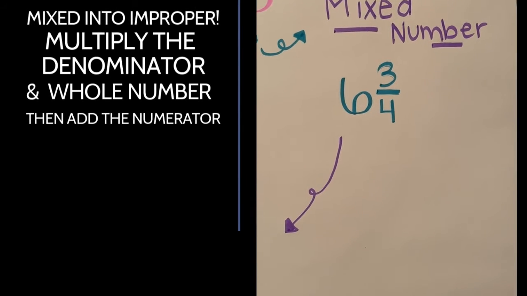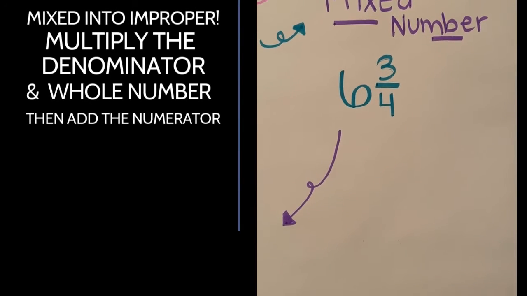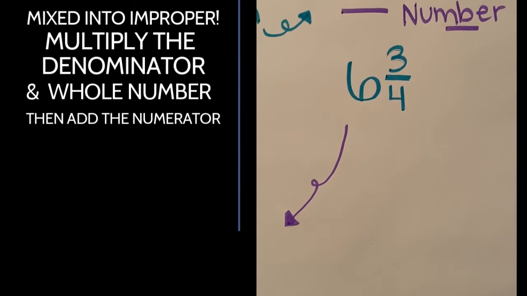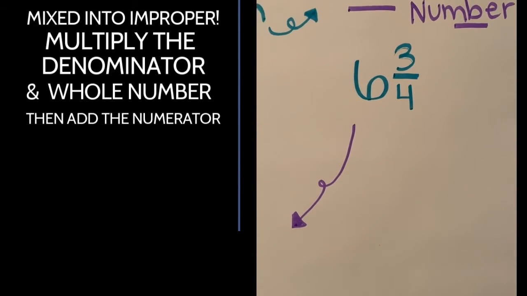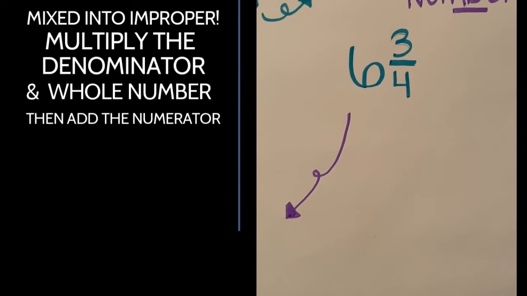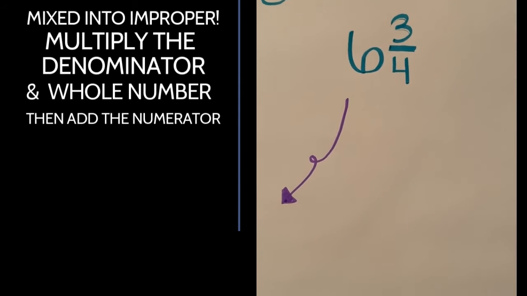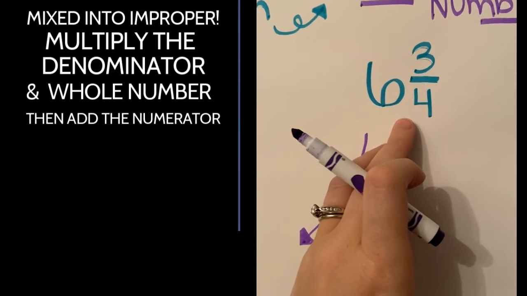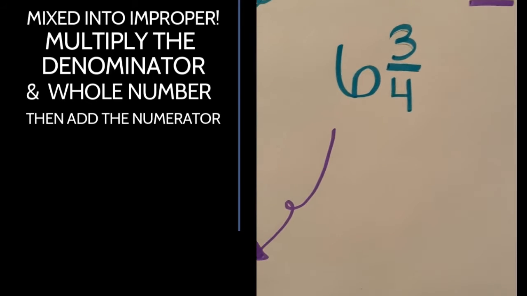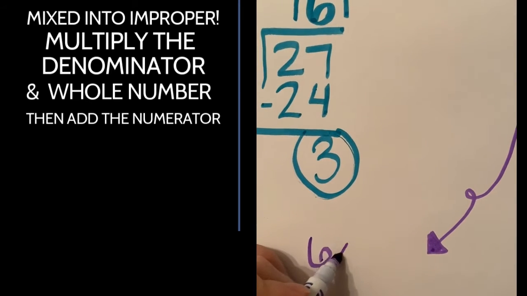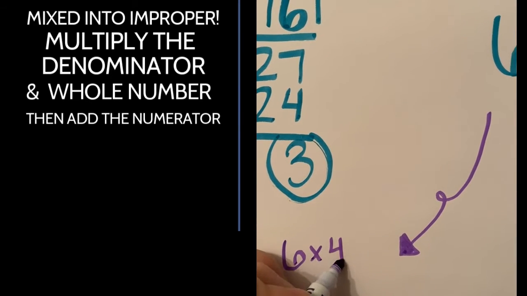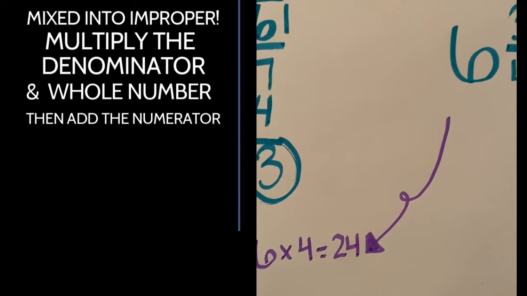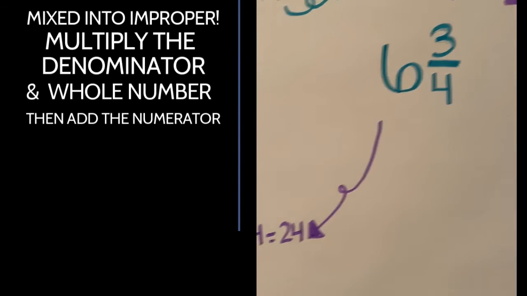All right, so now we're going to do the opposite. We're going to take a mixed number and turn it into an improper fraction. I'm going to use the mixed number we just created and show you how you undo what we just did, basically. So I'm going to multiply the denominator by the whole number. So that's 6 times 4, and that gets me 24. Okay, then I have to add in my leftovers.